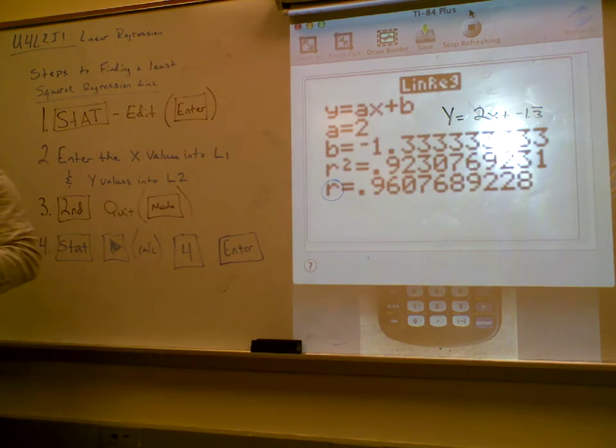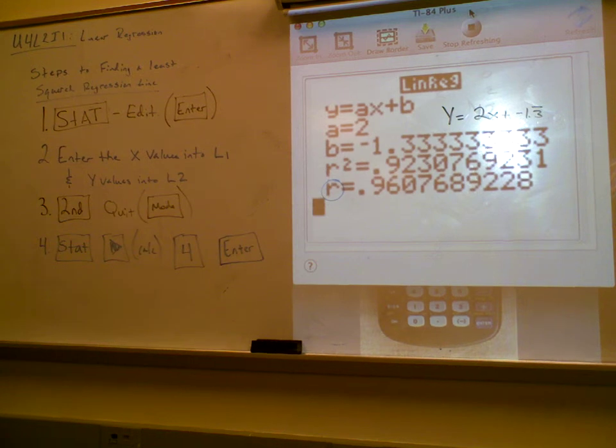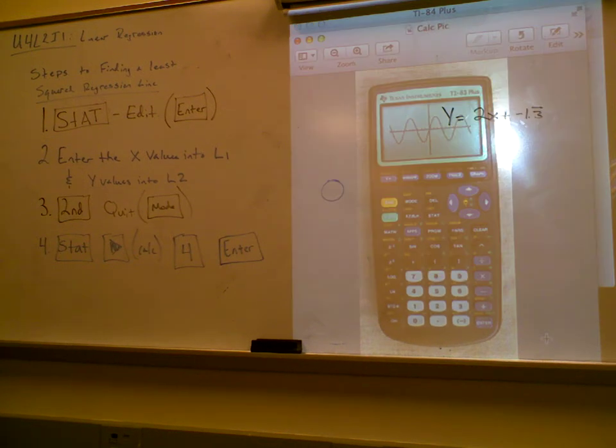All right, that's the equation. I plugged in for my A and my B. Okay, does that make sense? If you do not have the R value on there, and you really want the R value on there, you need to go through a quick process.